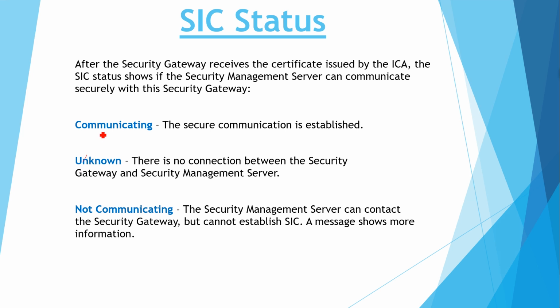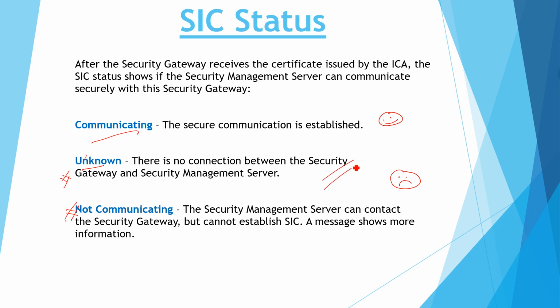The first one, as you can see, is communicating. It means everything is successful. We are happy, no issue. But when we receive unknown or non-communicating, it means there is some problem. We are not happy in these two cases.